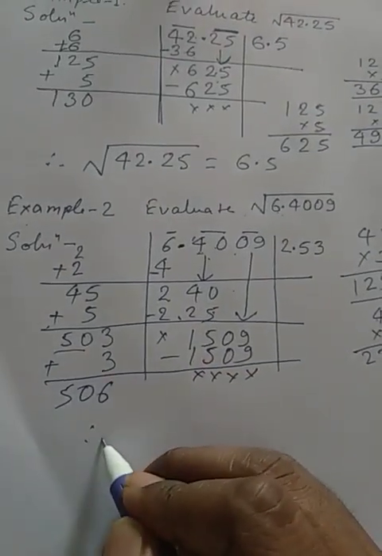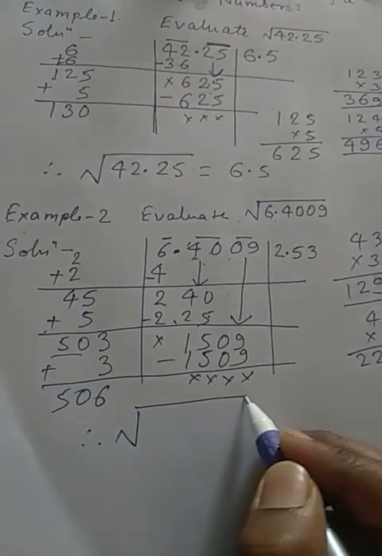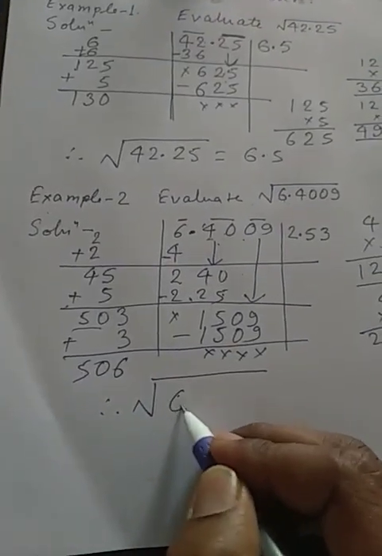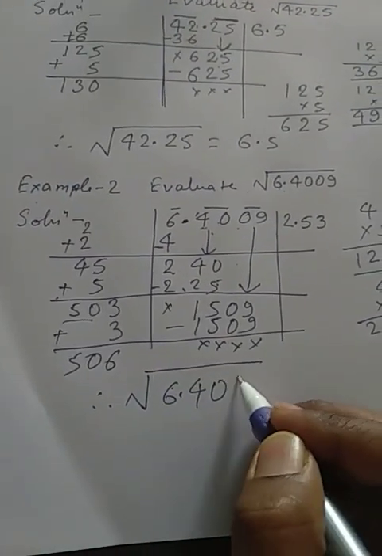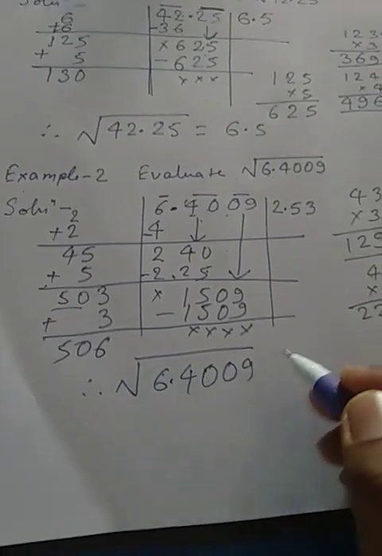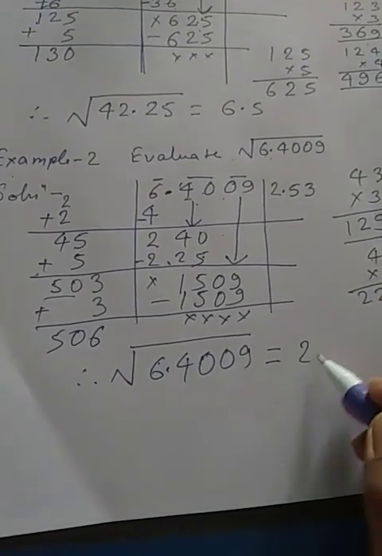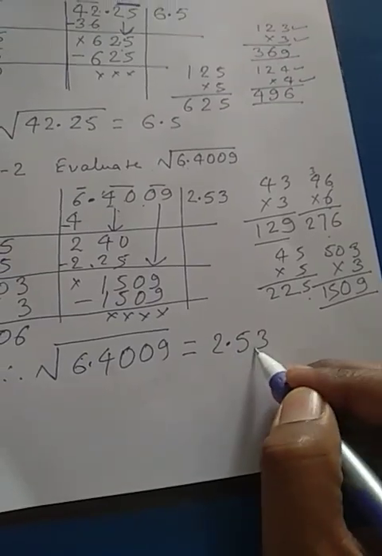And therefore we can write the square root of 6.4009 equal to 2.53.